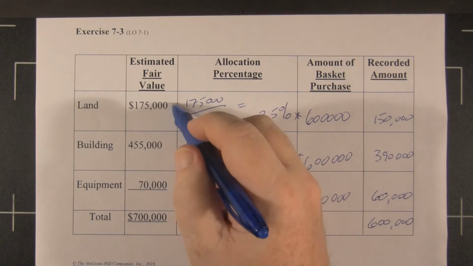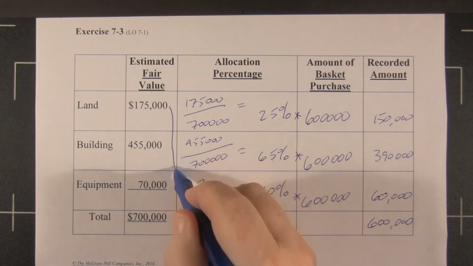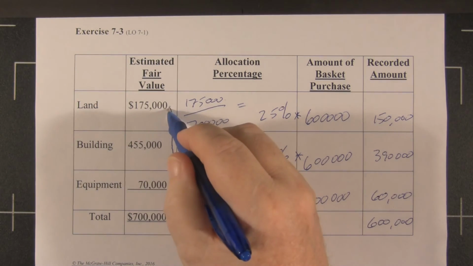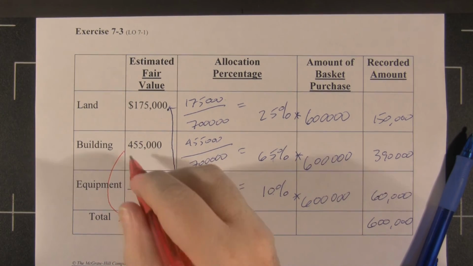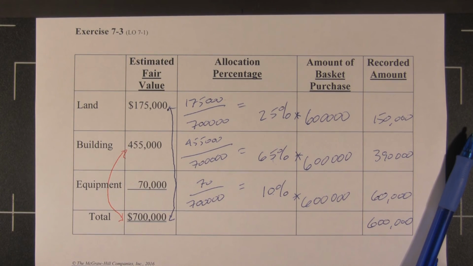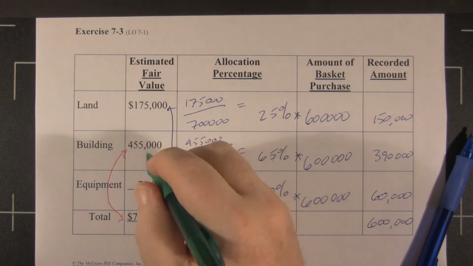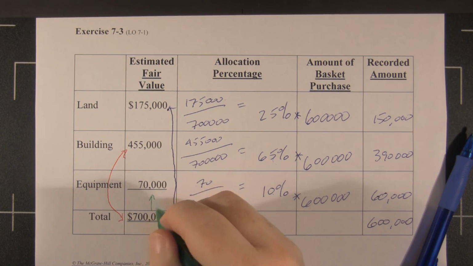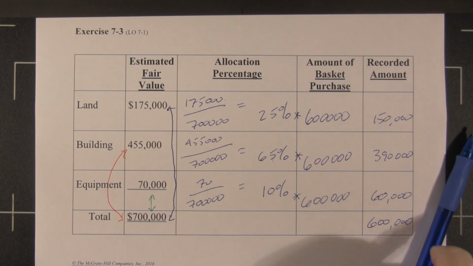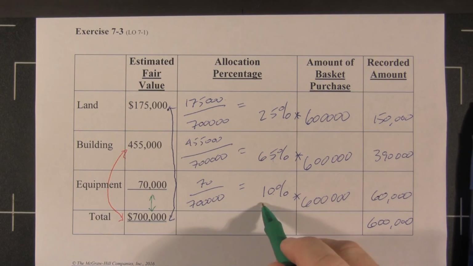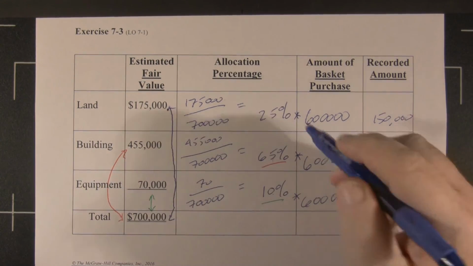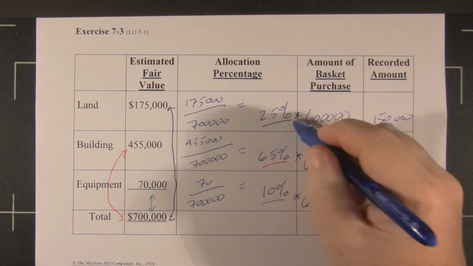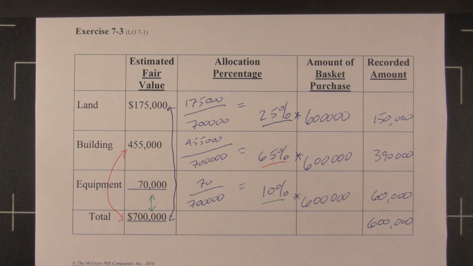So we took this divided by this, and then we took this divided by this. I'm glad there's not more things here, or I'd run out of colors. And we took this divided by this. Each of those gave us our percentages, and we used those percentages, multiplied those against the purchase price, and that gave us the recorded amount.